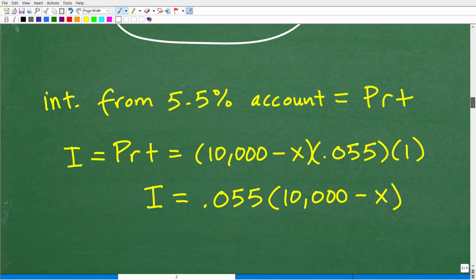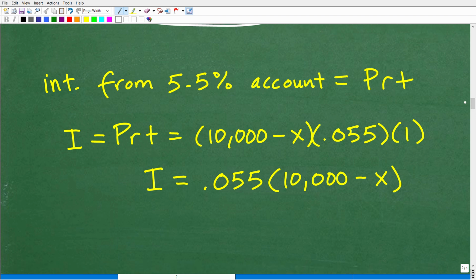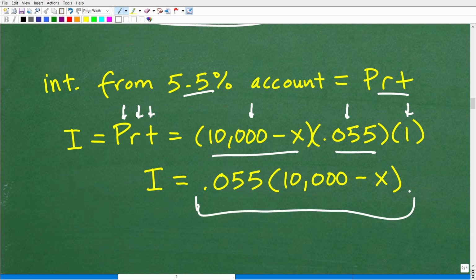All right, so let's take a look at the interest from that other account, the 5.5% account. So same formula. So what's the principal? Well, the principal, remember, is 10,000 minus X, okay, for that particular account. Our interest rate is going to be 0.055. That's, again, 5.5% expressed as a decimal. And then, of course, this is only for 1 year. That is our time. So we can just go ahead and write our interest for now as 0.055 times this. Okay, so that'll be the interest from the 5.5% account.